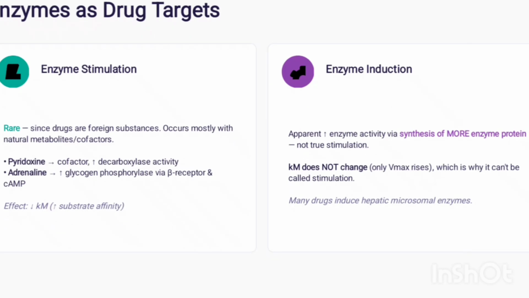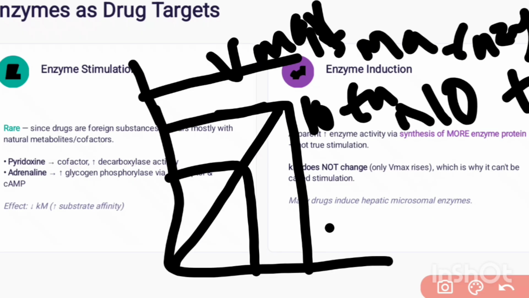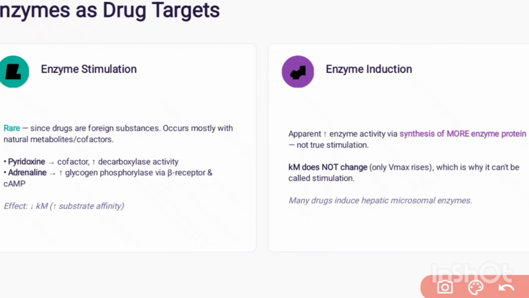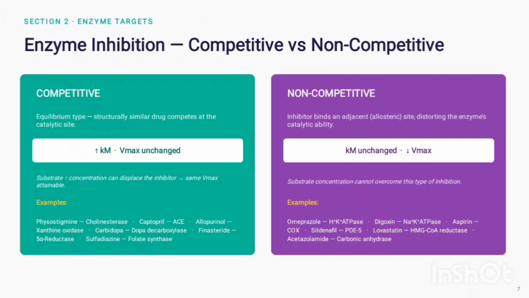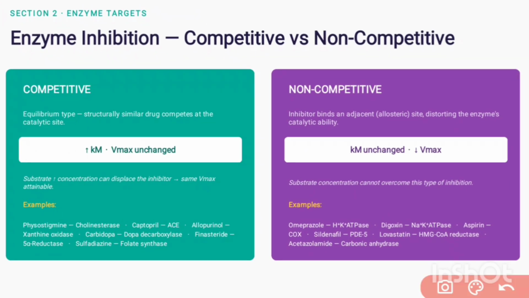Enzyme stimulation is unusual, so mostly the reactions take place with enzyme inhibition. Enzyme inhibition is also of two types: competitive inhibition and non-competitive inhibition.